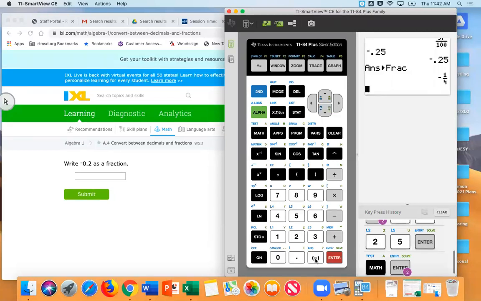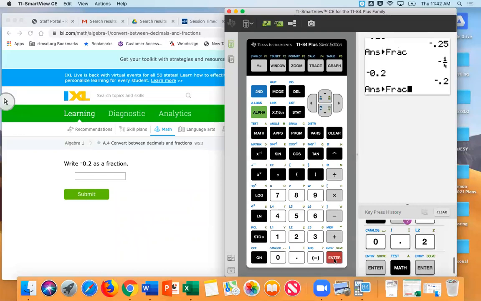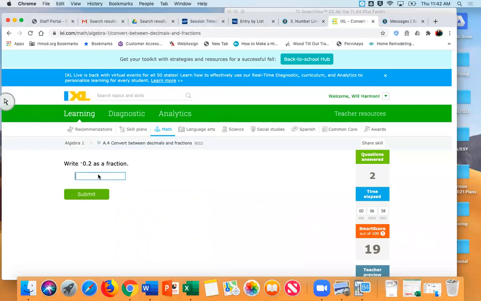So if we're going to do it on the calculator, we just type in negative 0.2, enter, math, enter, enter. And I get negative 1/5. So I just type that in. Easy enough?